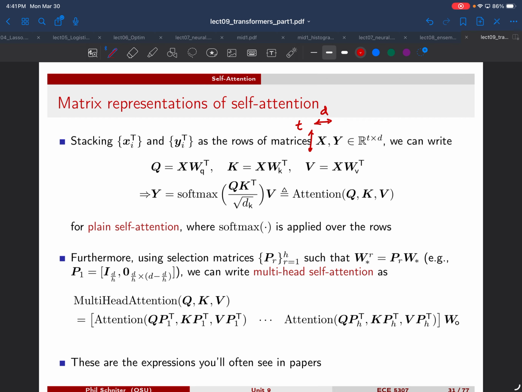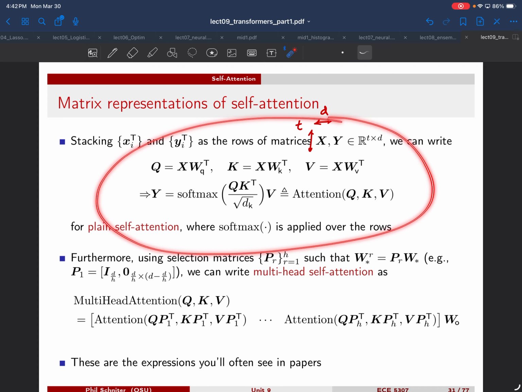And once you have matricized your X's, your inputs, and your outputs Y, then you can describe the queries, the keys and values as matrix operations. And people write softmax this way. They do this matrix multiply, and then you apply the softmax over the rows of this matrix. And then this is the output. This is computing the weights. These are the values. This is plain self-attention, so no heads.